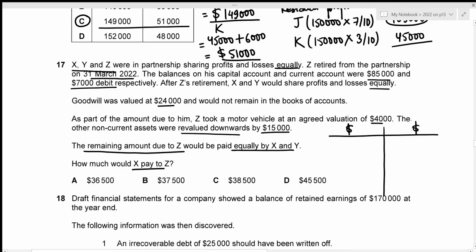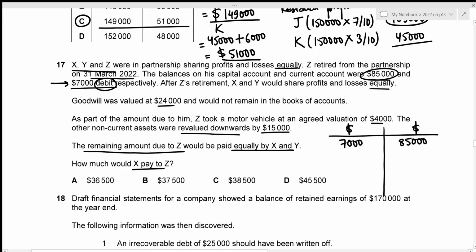We start with our opening balance, which is given to be 85,000 for Z, and the opening balances for capital account will always be recorded on the credit side. And since Z is now retiring, we also need to adjust his current account balance, right? And the current account balance is given to be 7,000, but debit, which means that this amount of 7,000 should be recorded on the debit side in his capital account.